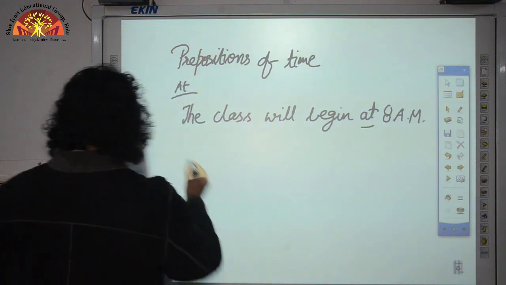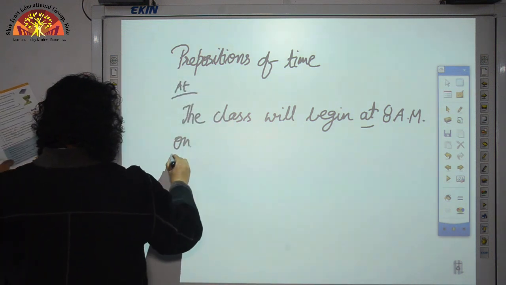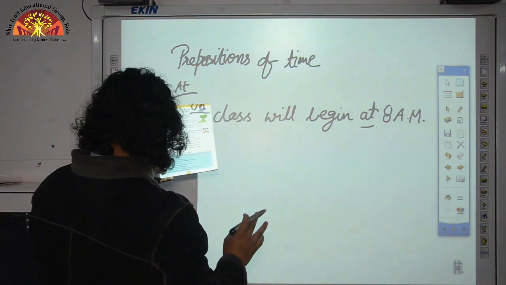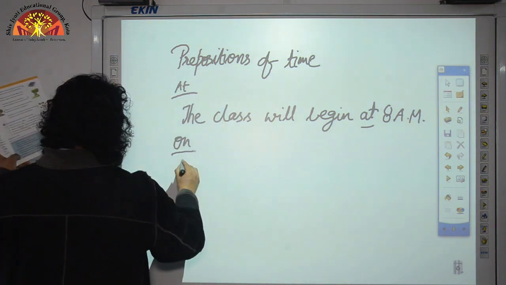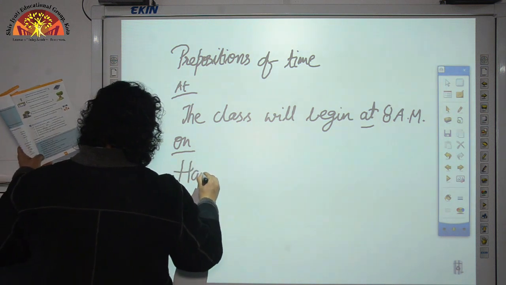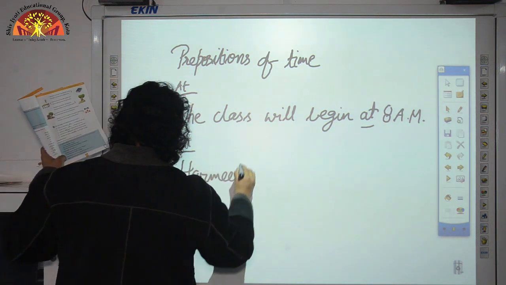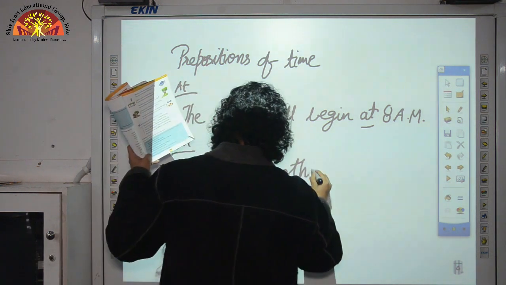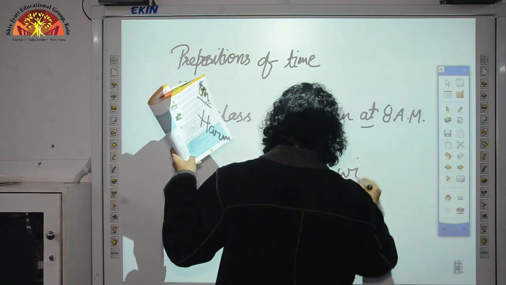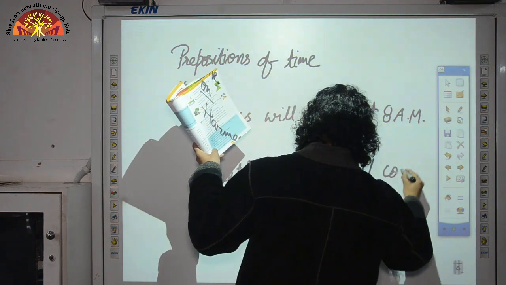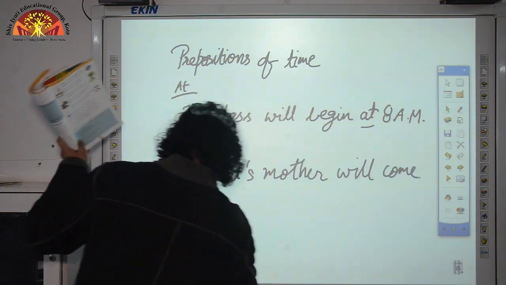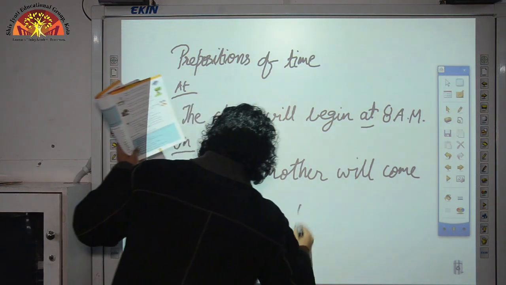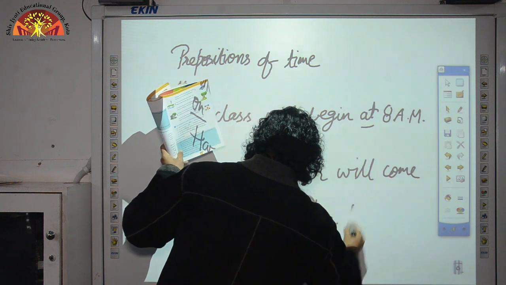Now we will see for on. Other examples are available for you to see on page number 91. Harmeet's mother will come back on Monday. Harmeet's mother will come back when? Will come back on Monday.